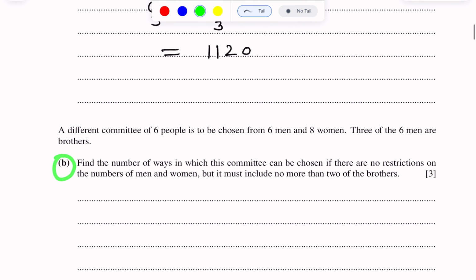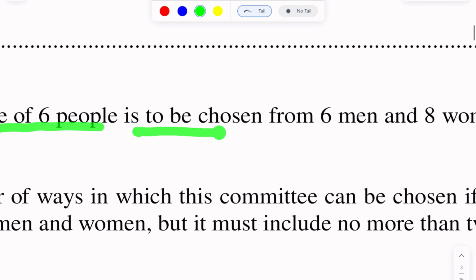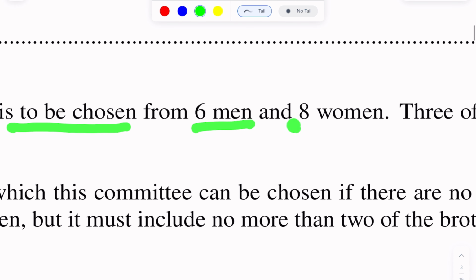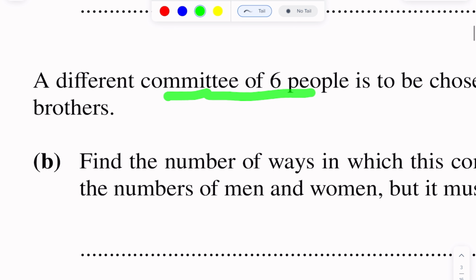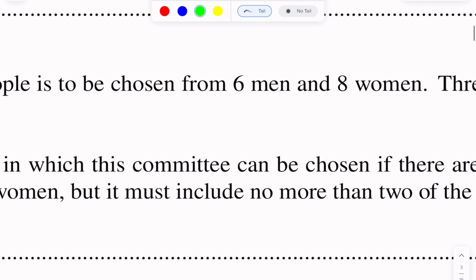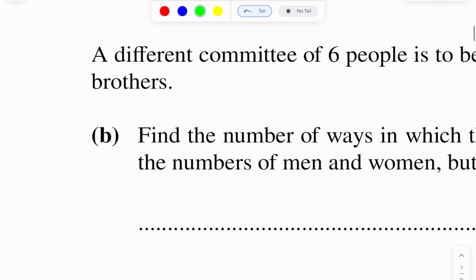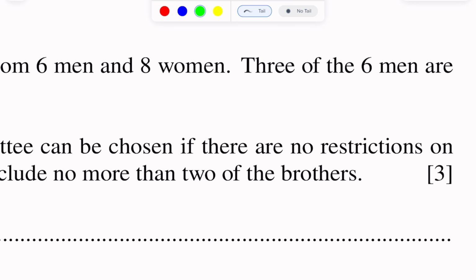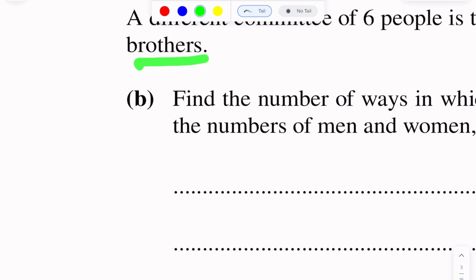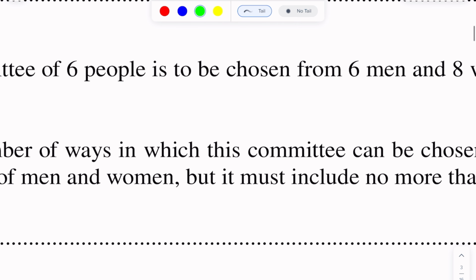Now part B of this question is: a different committee of 6 people is to be chosen from 6 men and 8 women. 3 of the 6 men are brothers. Out of 6 men, 3 are brothers. Part B, this question is again from combination because the word chosen is there.